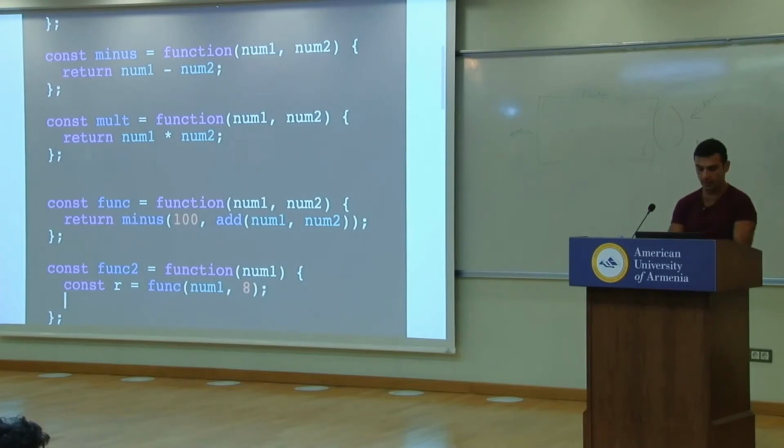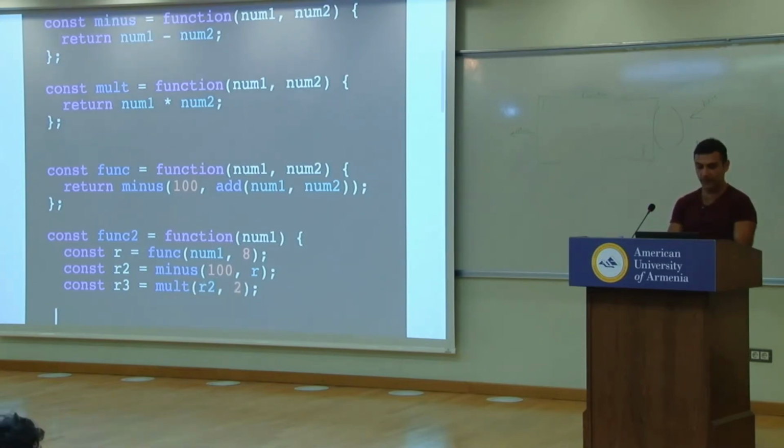It will then const r2, minus 100 and the result of r. It will then R3, multiply, okay, multiply times 2, how about? Not very lovely. 2. And then it will return whatever R3 is.